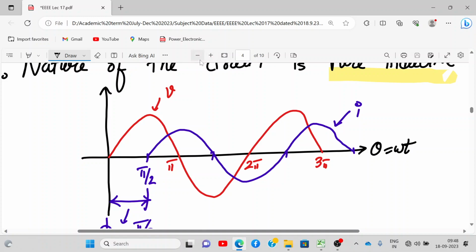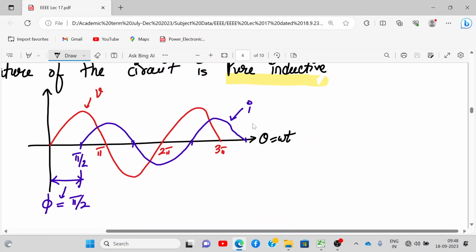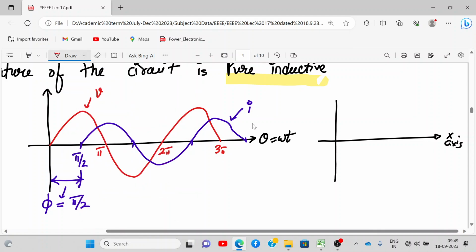Now, since we have drawn the voltage and current waveform with respect to time or omega t, now we have to draw the phasor. Tell me how will be the phasor. This is x-axis. So if I represent voltage here, where will be the current, up or down? If I draw it up, that means it leads the voltage. If I draw it down, that means it lags, right? So this is my voltage V and current. So this is my current and this is my voltage.